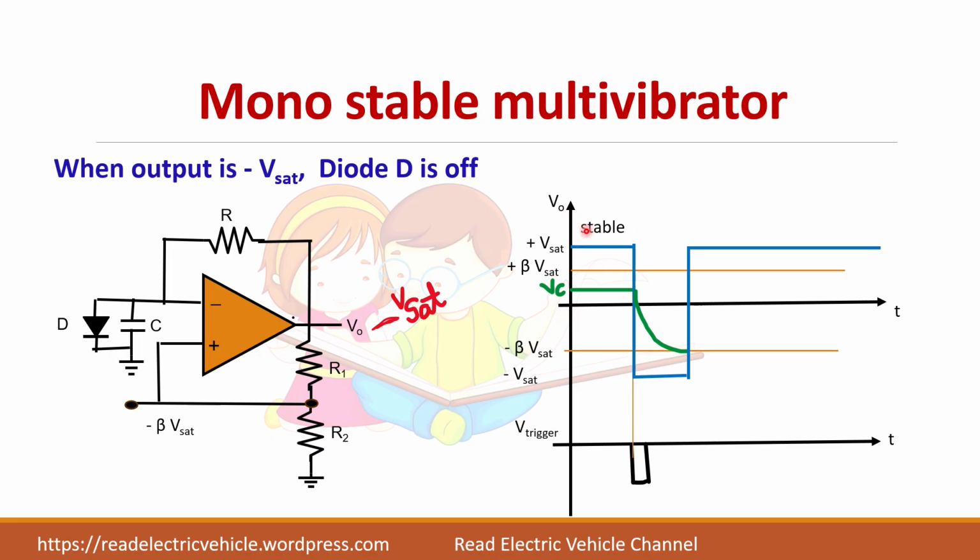Only to move from stable to quasi-stable, you need to apply a trigger pulse. And this triggering pulse width should be very small. Now capacitor will be charging, since this has become plus Vsat. Capacitor starts to charge towards it, and once the diode comes into conduction, it will be equal to 0.7 volt.